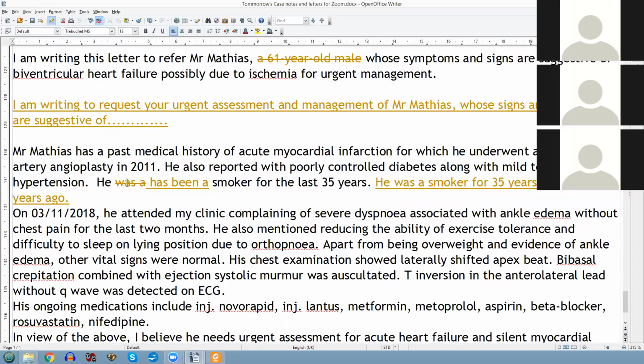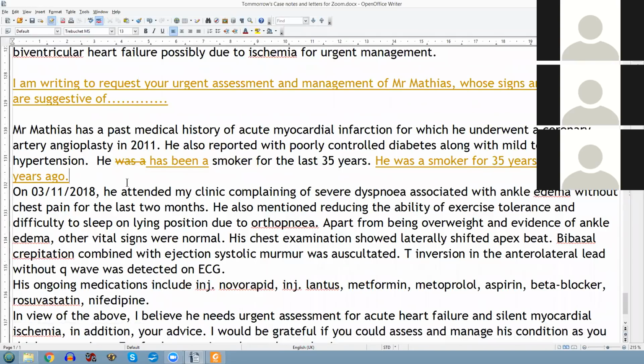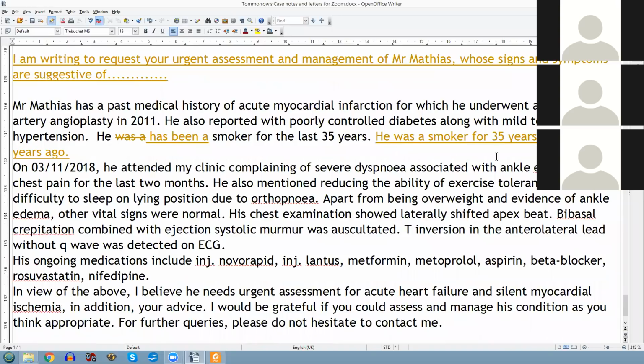"He has been." Okay, "on 3rd of 11th, he turned up at my clinic complaining of edema without chest pain for the last 2 months." I said edema without any chest pain. Yeah, so this is what I meant when I was talking about in the previous letter. Instead of simply having a separate sentence, "he denied having chest pain", you can include it in that sentence.